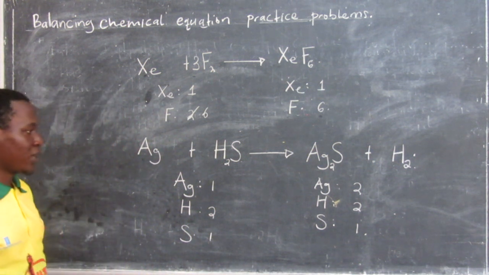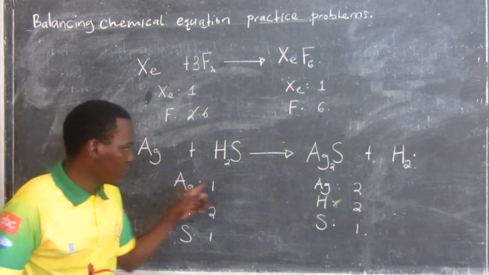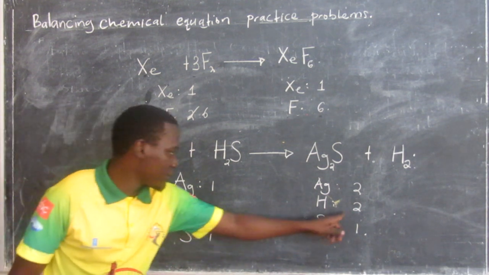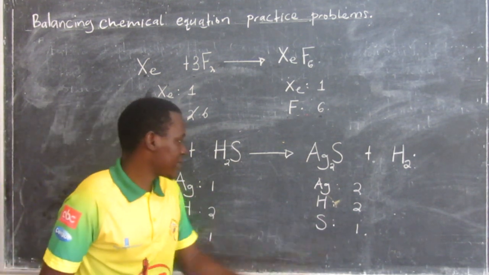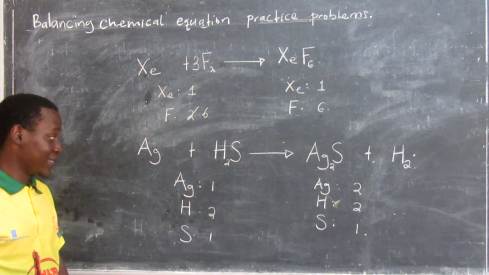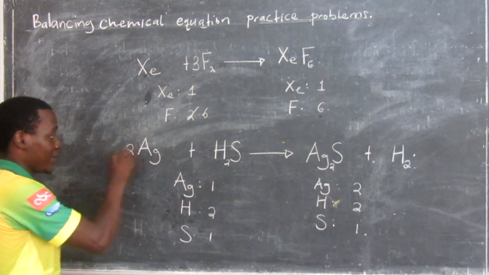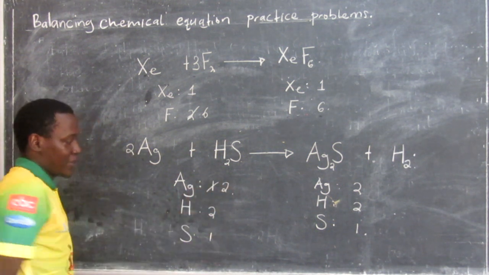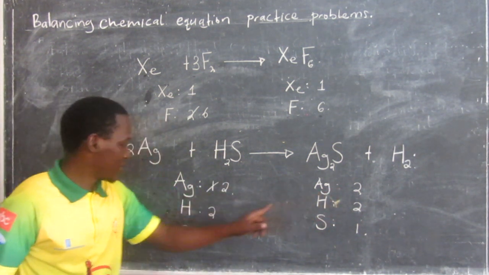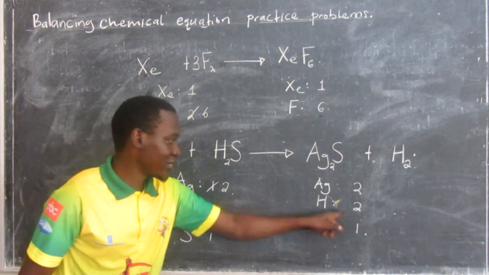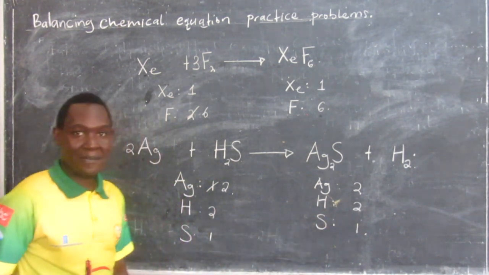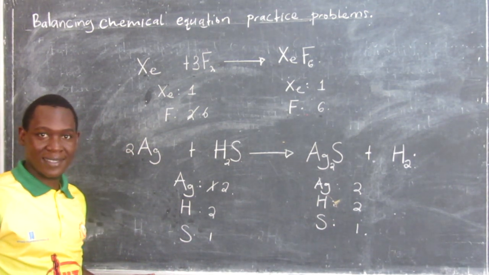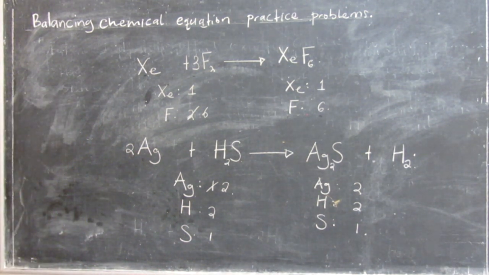We need to start to balance our equation. We were saying that silver is not balanced, hydrogen is balanced, sulfur is balanced. We're going to start by balancing silver. In this case, we shall multiply by 2 here. 2 times 1, you get a 2. This one changes to a 2. Meaning that 2 silvers, 2 hydrogens, 1 sulfur, 1 sulfur. My equation is balanced in this case. Okay, I hope we are together. In that case, let's go to another example.